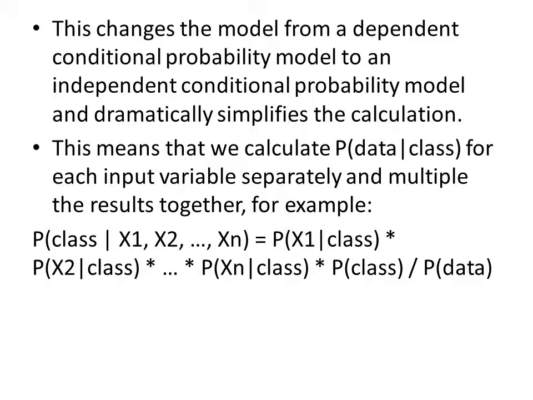For example, probability of class given x1, x2, etc. xn equal to probability of x1 given class multiplied with probability of x2 given class multiplied with probability of x3 given class, etc. till probability of xn given class, and again multiplied with probability of class and divide that with the probability of data.